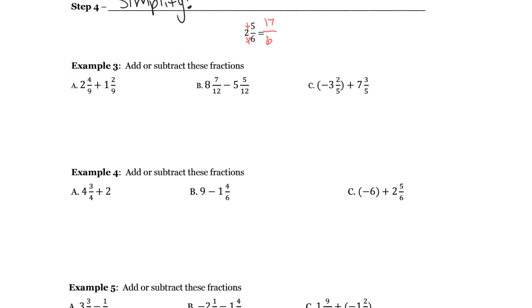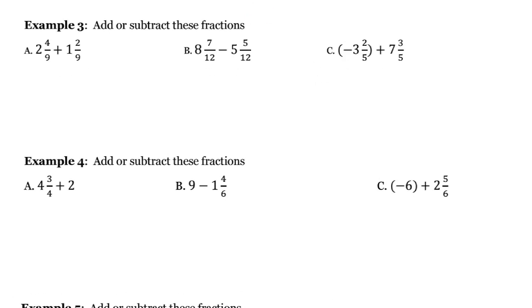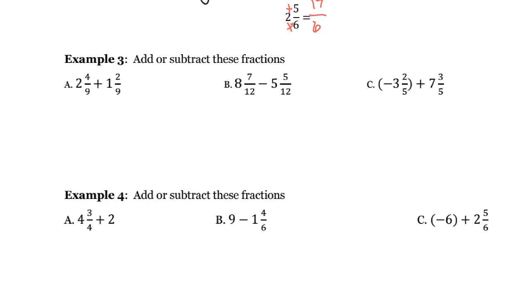Okay, so let's start by looking at example A. Example 3, letter A. Practice changing these mixed numbers into improper fractions. So we have 9 times 2 is 18. 18 plus 4 is 22/9. Bring your addition sign down. 9 times 1 is 9. Plus 2 is 11/9. So now this should look familiar. We have common denominators, so all you need to do is add your numerators. 22 plus 11 is 33/9.